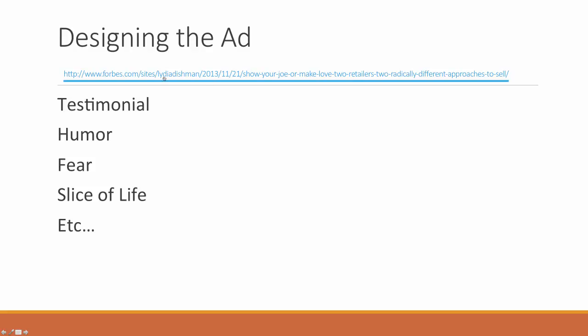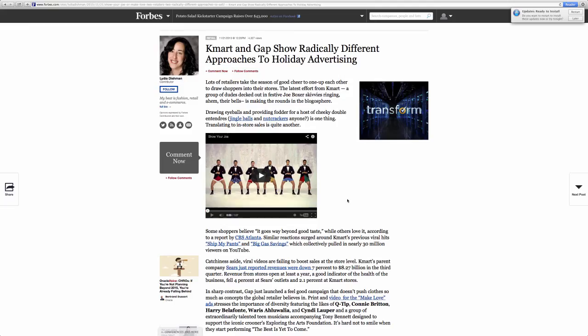Let's look at an example of how two different companies used different approaches when they designed their advertising for the holiday season. This particular example looks at two different retailers, Kmart and Gap, and their different approaches to holiday advertising. Let's look first at Kmart's approach to a holiday ad in a TV commercial.